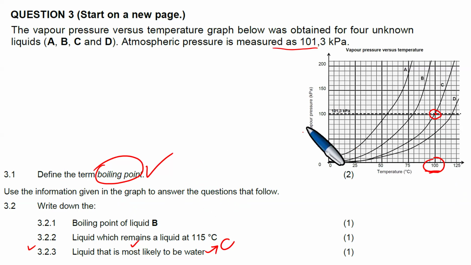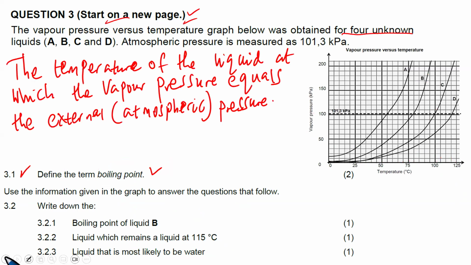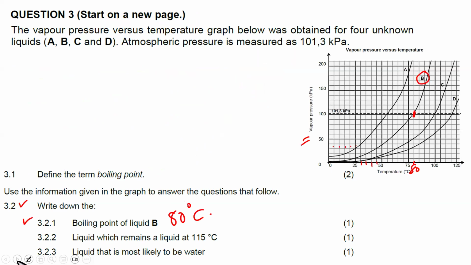the vapor pressure is about the same as the atmospheric pressure. Okay, because that is how we define the boiling point. How did you define boiling point? Boiling point is the temperature of the liquid at which the vapor pressure equals the external atmospheric pressure. And therefore we continue.